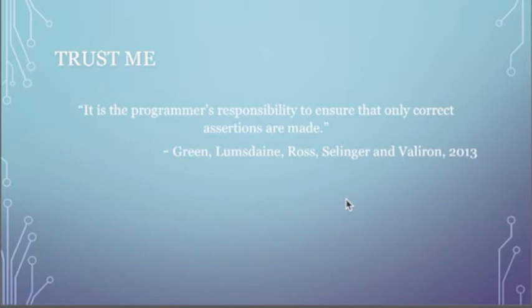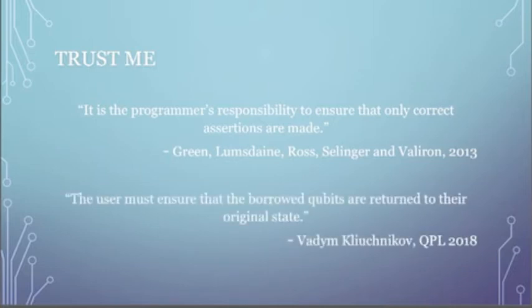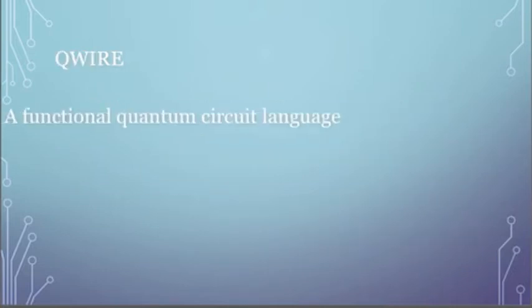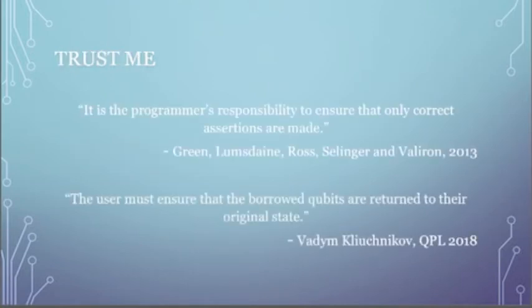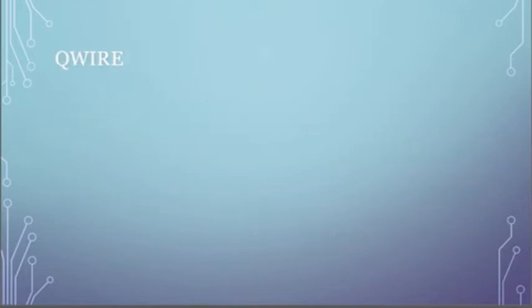So let's fast forward 5 years to something even newer and more modern. Oops, something changed there. Okay, it's a talk from QPL 2018: "The user must ensure that the borrowed qubits are returned to their original state." This is about Q sharp. Okay then. So I'll leave this issue hanging.